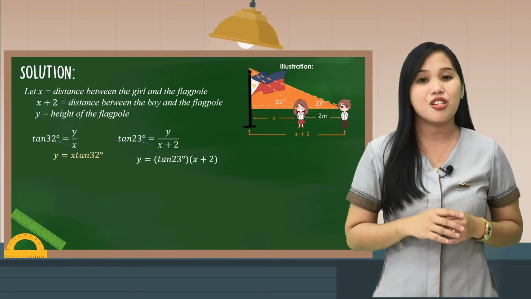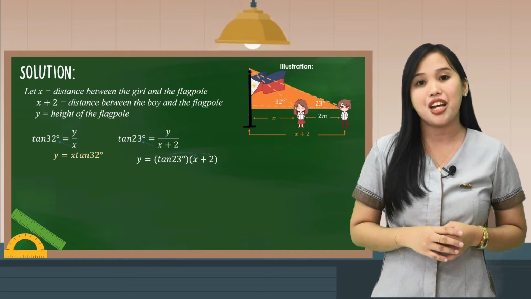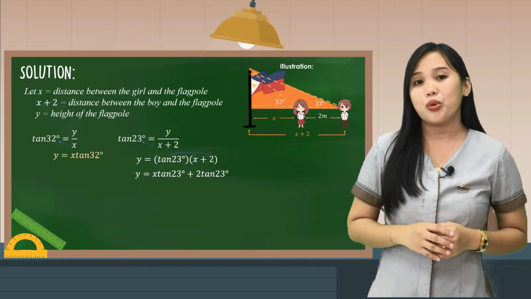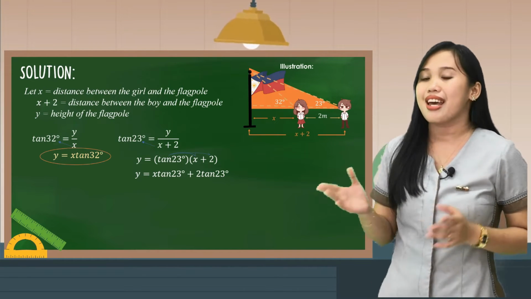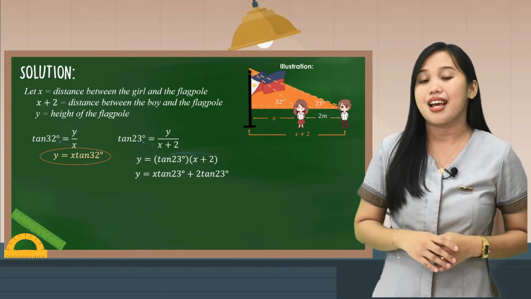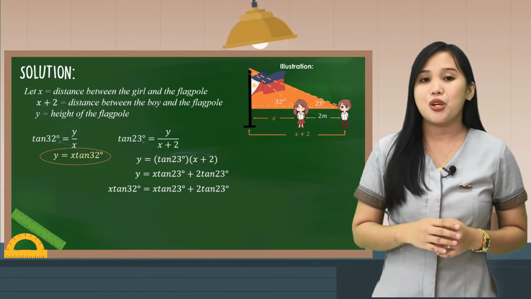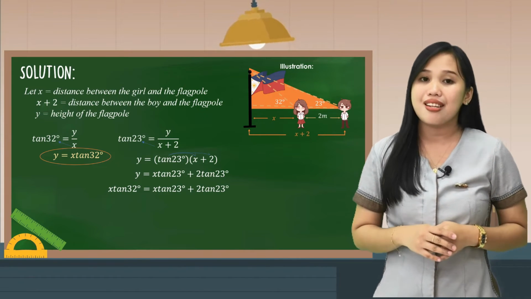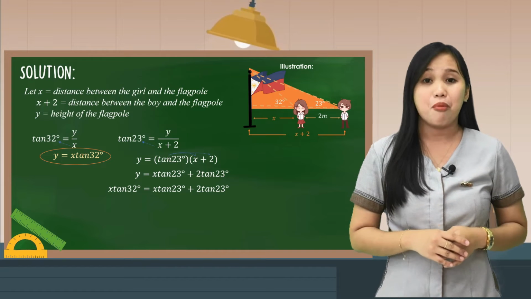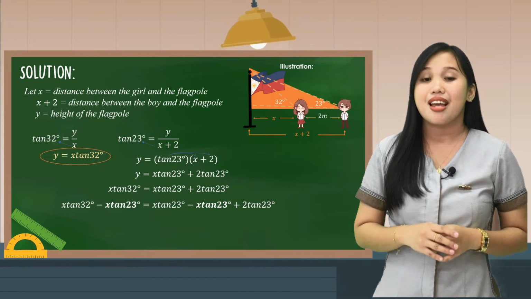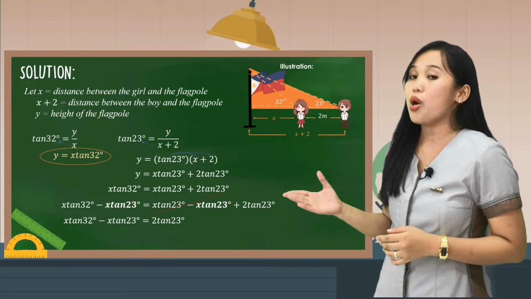Now we're going to use the distributive property of multiplication. Then we have the following equation. Now we're going to replace y in this equation with x tangent of 32 degrees. Then we have the following equation. Now we're going to use the addition property of equality, wherein we add to both sides of the equation negative x tangent of 23 degrees. Then we have the following equation.